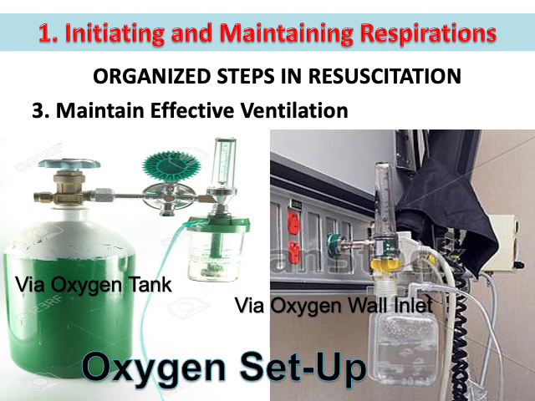After the regulator, you can see the humidifier. The humidifier humidifies oxygen. That is very important because oxygen is dry air. You need to humidify it, to moisten it, so that when oxygen enters the airway, it will not cause trauma to the airway. And then after the humidifier is now the oxygen tubing, and that tubing is where the oxygen cannula is attached.